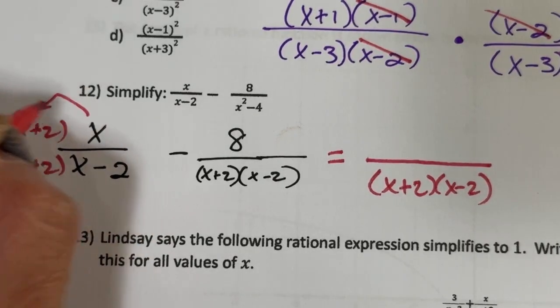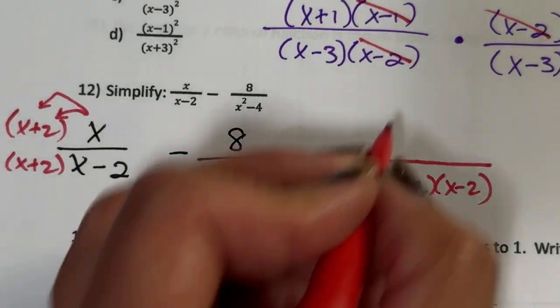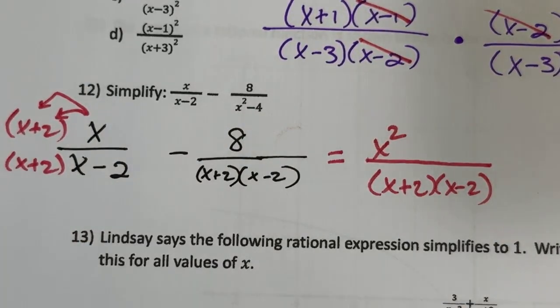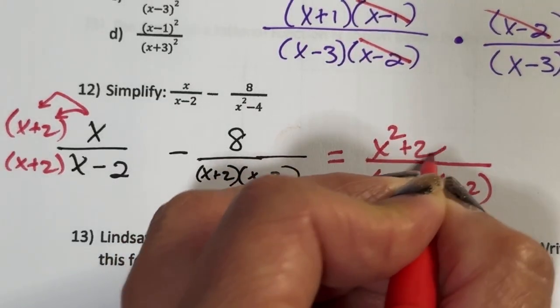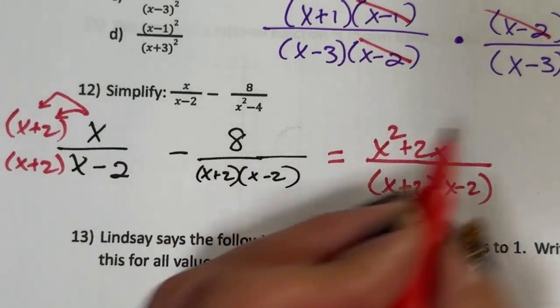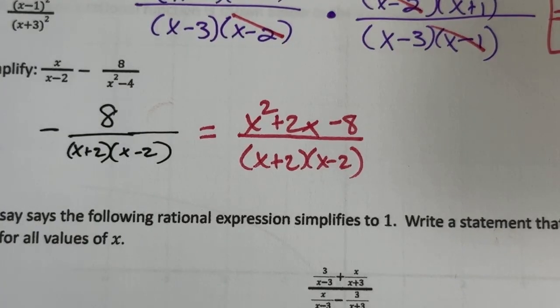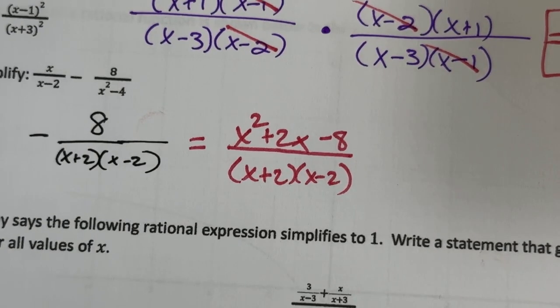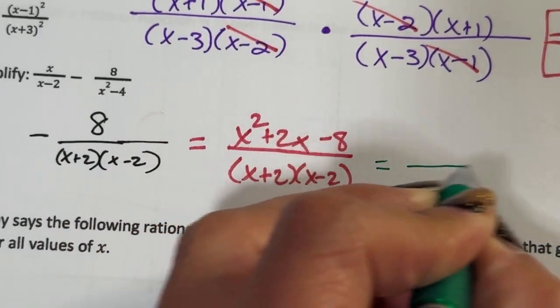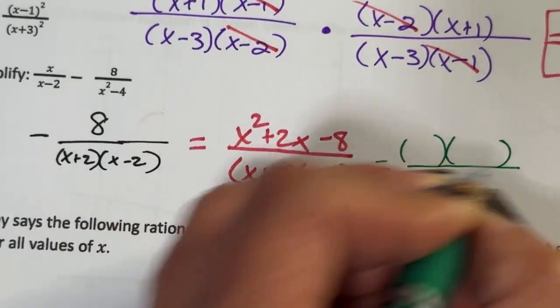And then we need to distribute that x. x times x is x squared. 2 times x is 2x. And then minus an 8. Okay, well, we need to see if that numerator is factorable, because if it is, then something might cancel. So let's factor that numerator, or try to at least.